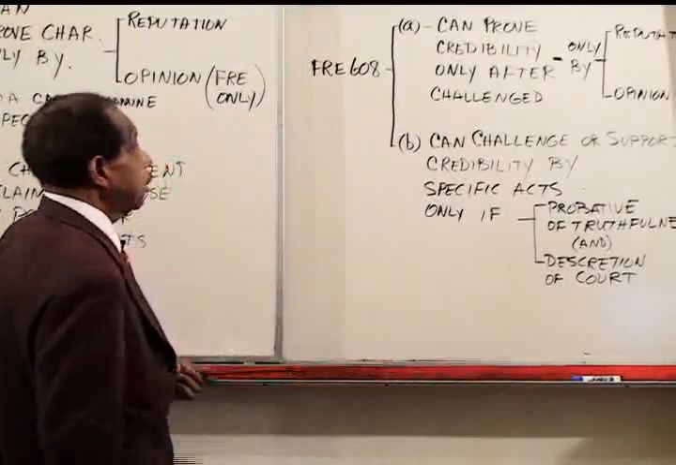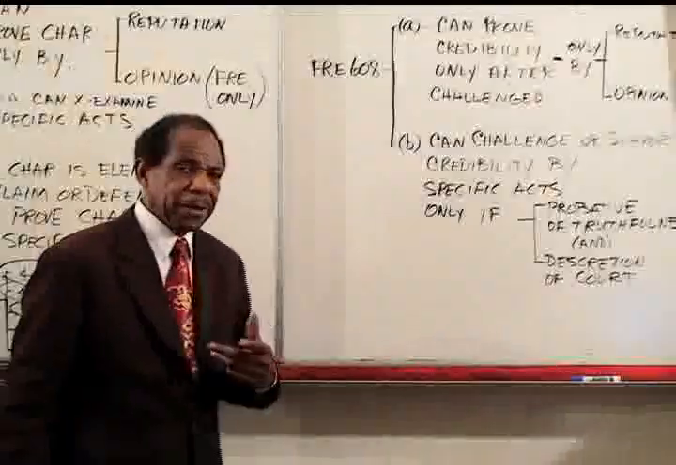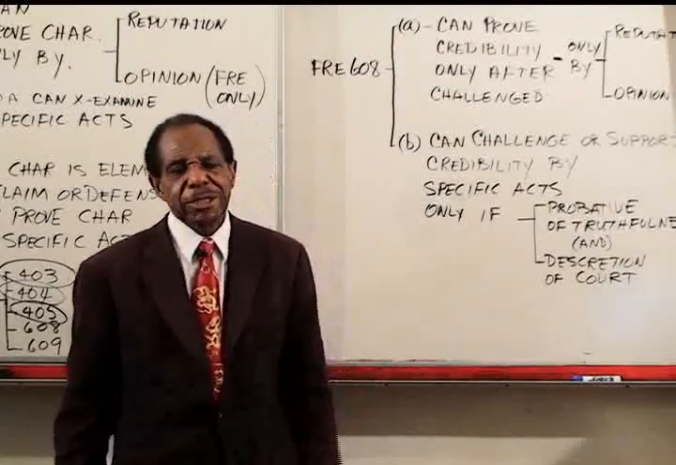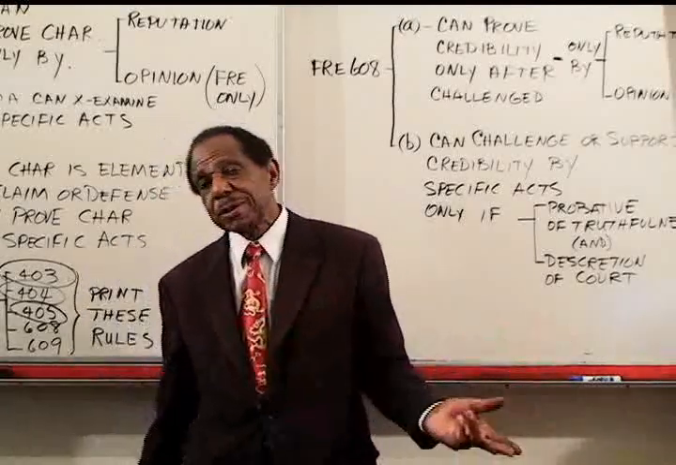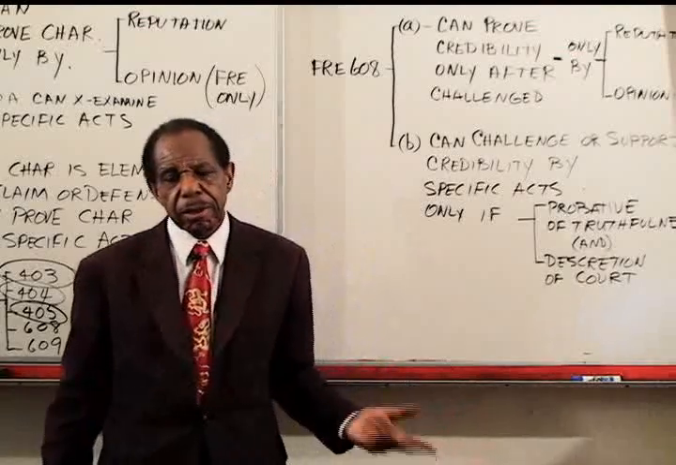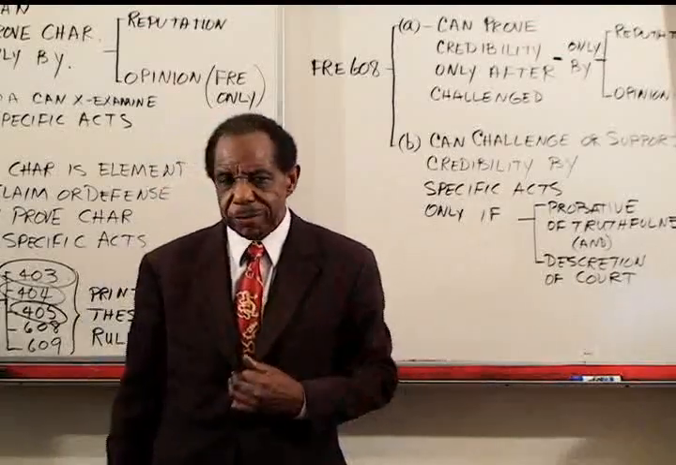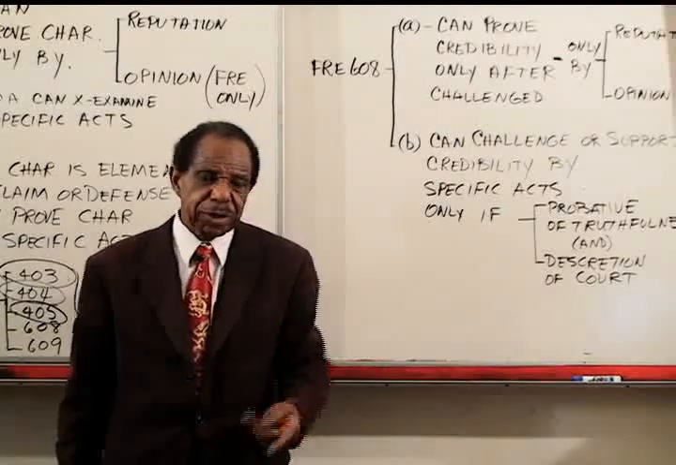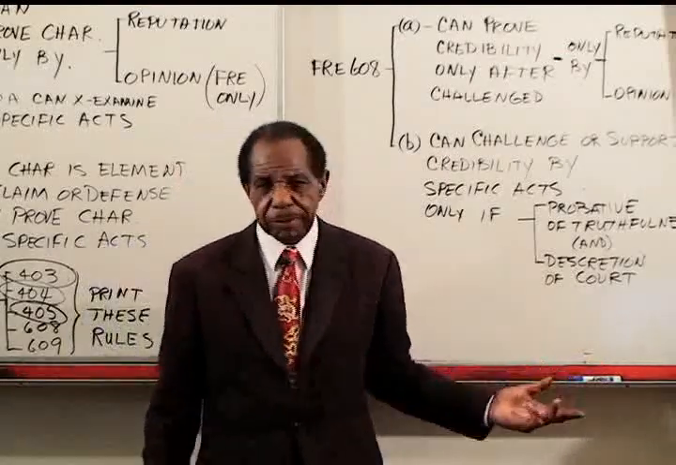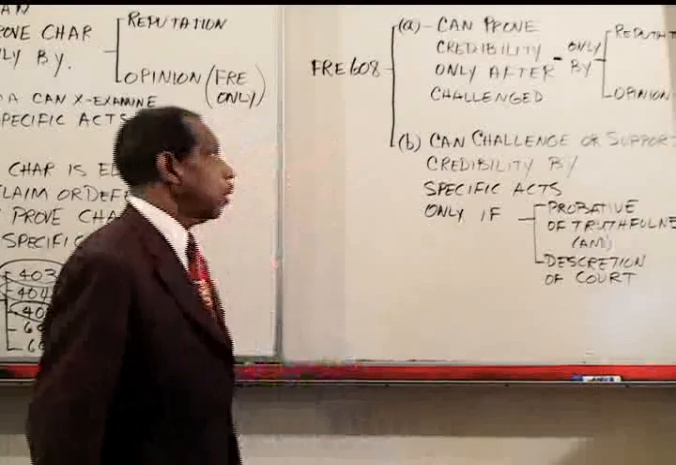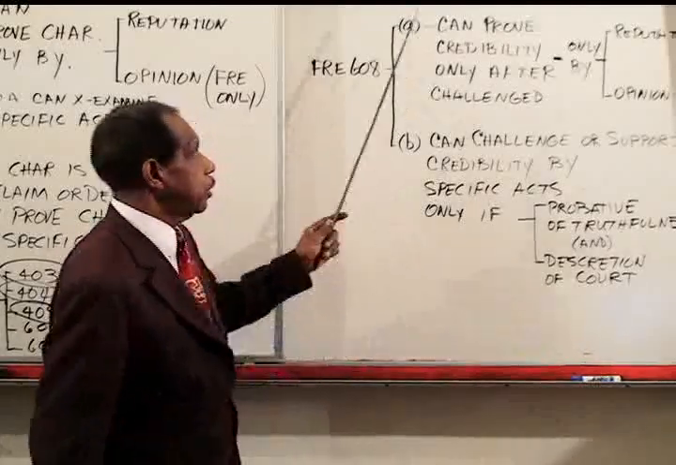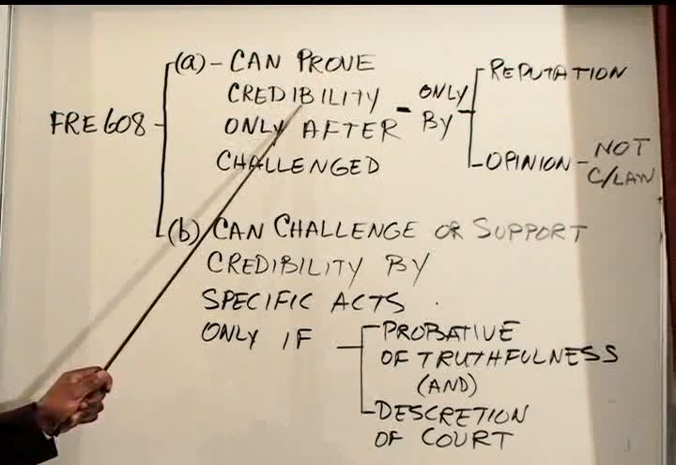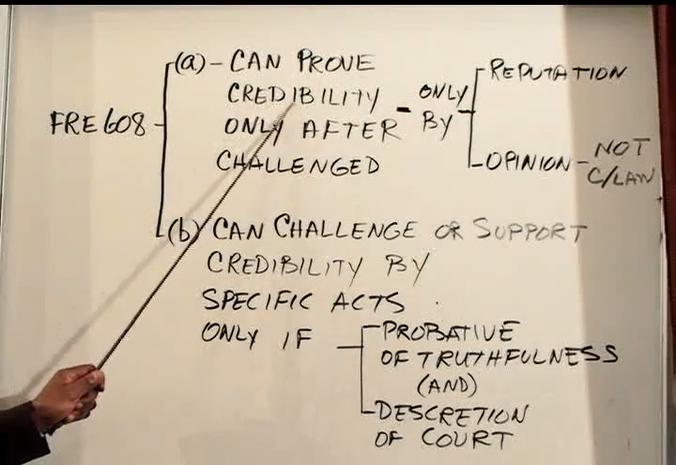Now, 608 and 609 are about impeaching witnesses. The situation is that you've got this witness on the stand and you want to impeach the witness. And as we mentioned earlier, the only way you can really impeach this witness is with some prior conduct by the witness.